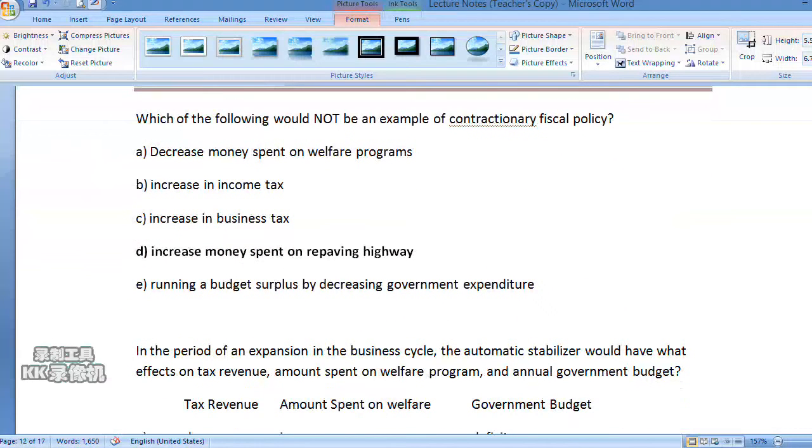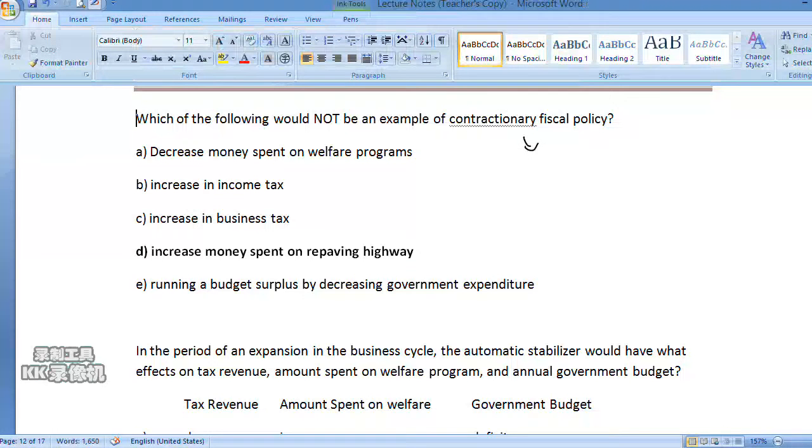Which of the following would not be an example of contractionary fiscal policy? So contractionary fiscal policy means they are wanting to shift the AD curve to the left. They can do this by decreasing government spending or increasing taxes, or both. So decrease money spent on welfare program, that's contractionary.